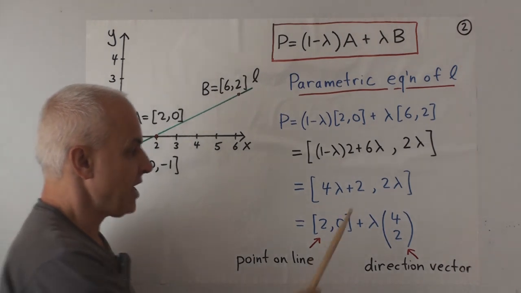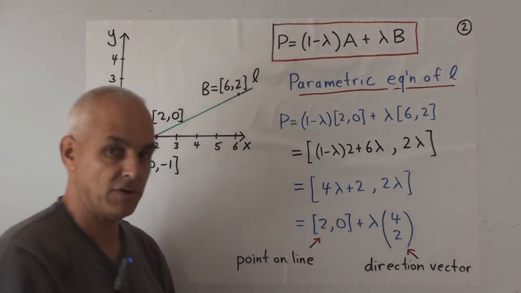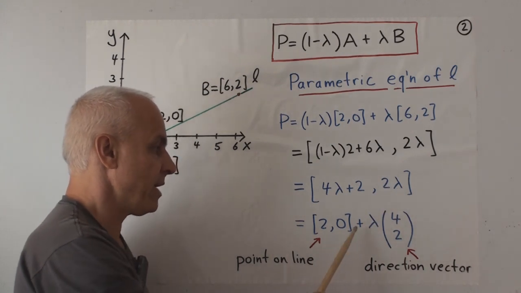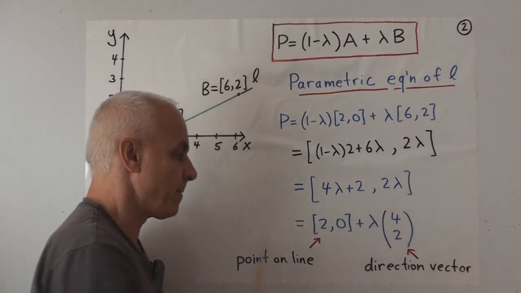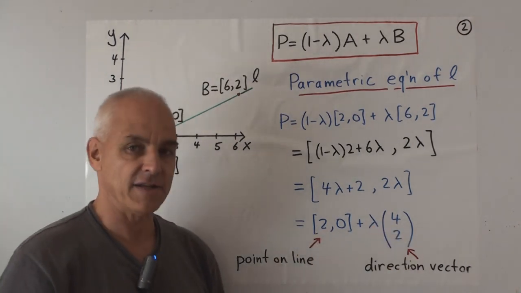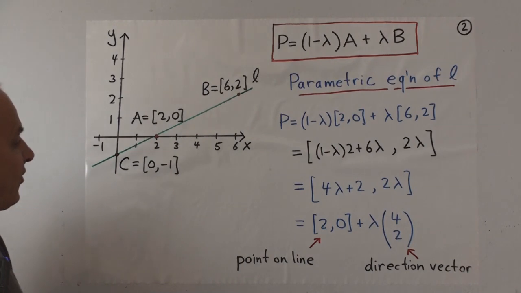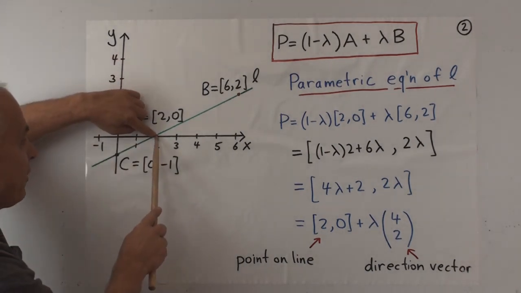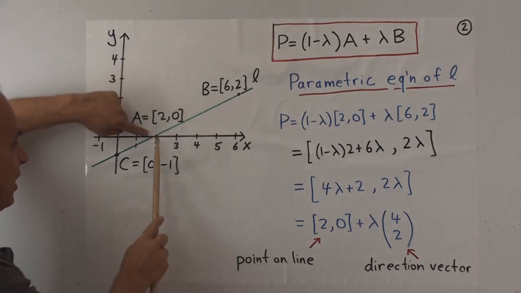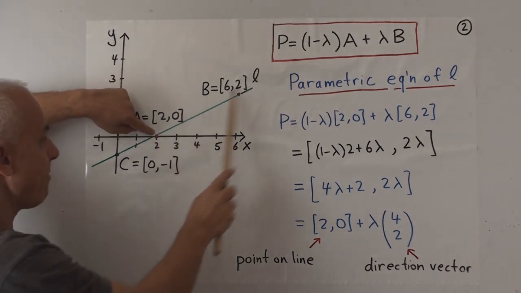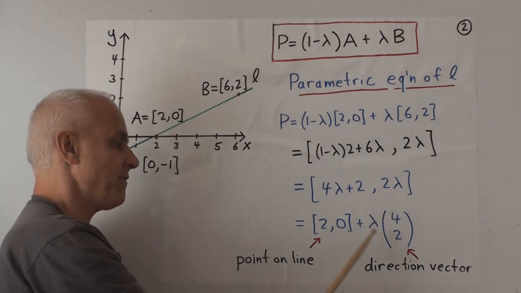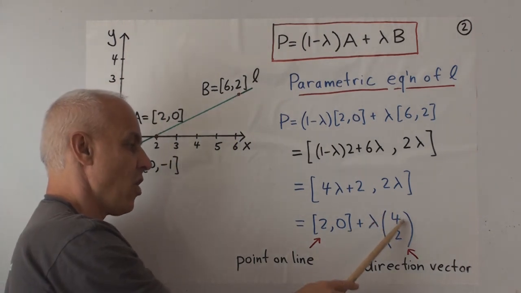And we can leave it in that form, or we could also write it like this, which is instructive: take the parts involving lambda out, and the point 2, 0 here, plus lambda times 4, 2. Now what I'm doing is I'm writing this 4, 2 as a vector, because it represents the vector joining this point to this point. So the geometrical meaning of this is we're starting at the point 2, 0, and then we're going some multiple of this vector here. And since it's a vector, I write it as a column vector.